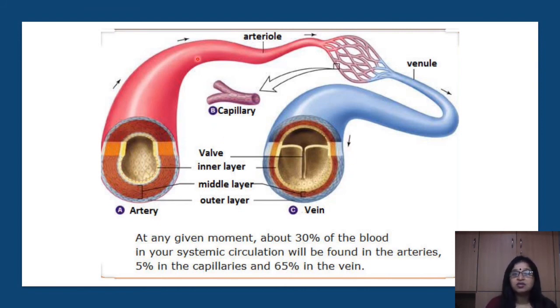If you can see, artery forms finer, smaller branches called arterioles, which will further split into this capillary network. This will again join to form smaller vessels called venules. Many venules will then join to form the vein. At any given moment, about 30% of the blood in your systemic circulation will be found in arteries, 5% in the capillaries, and 65% in the veins. So the venous drainage contains more of the blood.